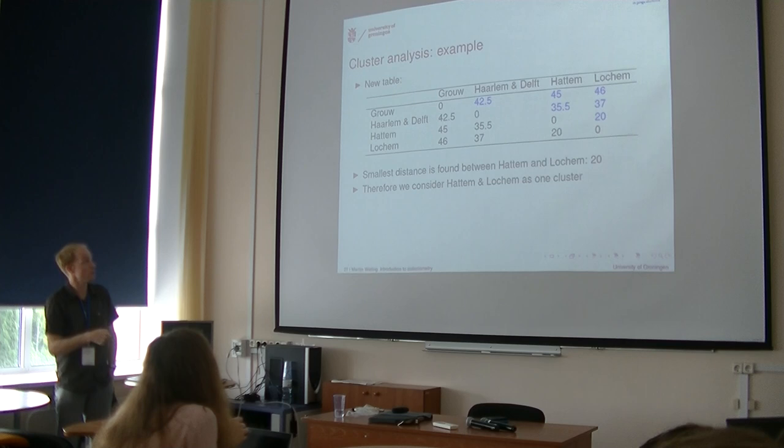5, 37, and 42.5, right? Those are the values we recalculated. The other ones are still the original values. Now we look again for the smallest distance, and we find the distance between Lochem and Hattem, right? And we consider Hattem and Lochem as one cluster.